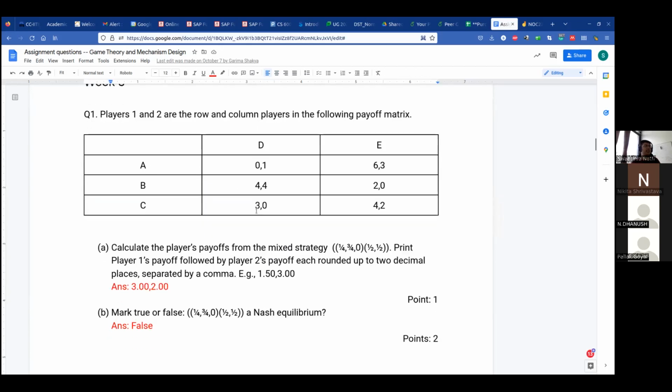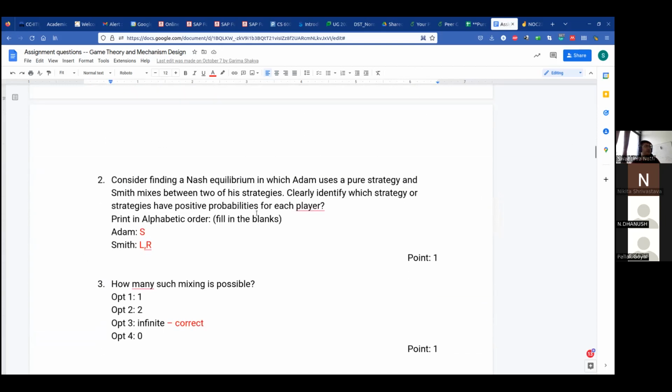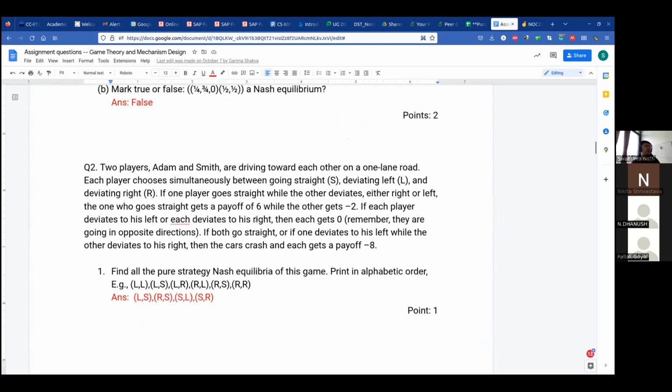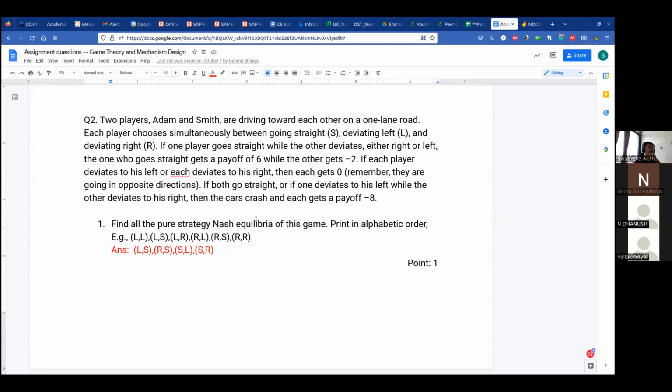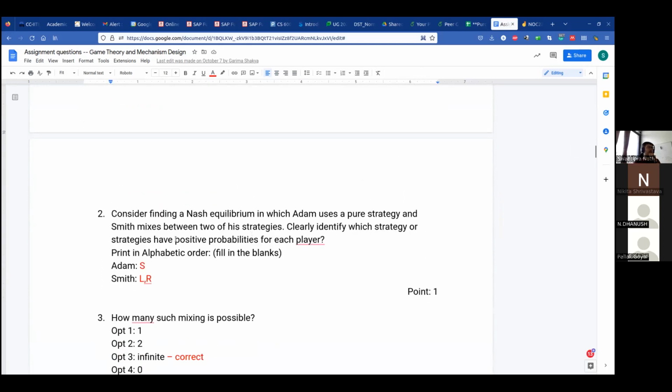Okay, so week three, question two, second one. This is a long question. Yeah, I understand you are asking about this one, right? Consider finding a Nash equilibrium in which Adam uses a pure strategy and Smith mixes between two of its strategies. Clearly identify which strategy or strategies have positive probabilities for each player.